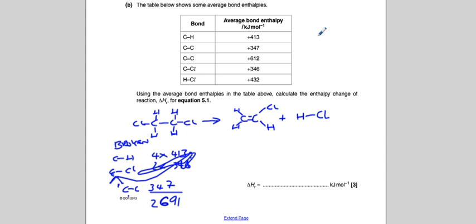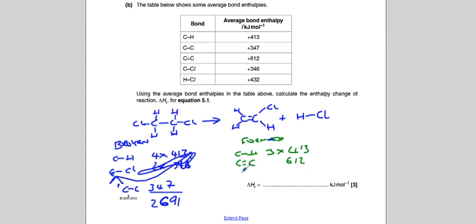On the other side, bonds made or formed, we've got 1, 2, 3 CH bonds, so CH again, 3 times 413. I've got 1 C double bond C, which is 612.